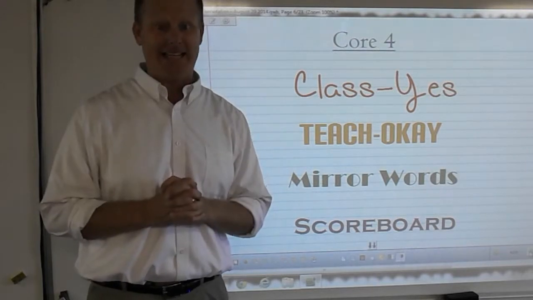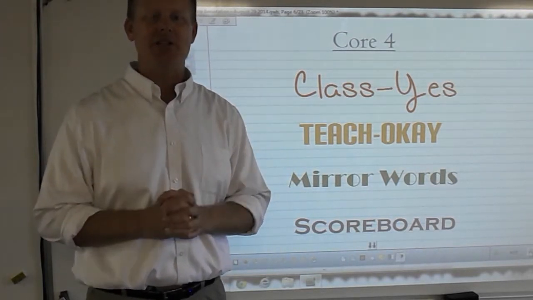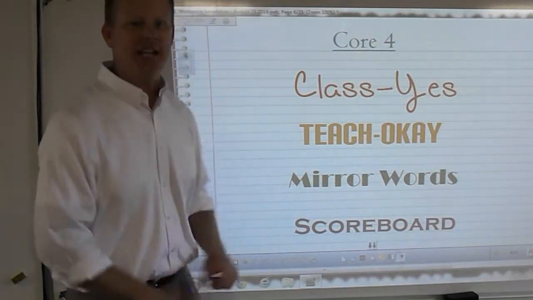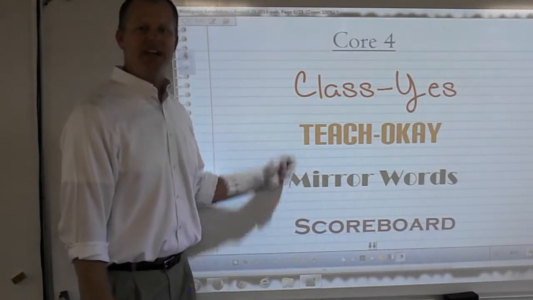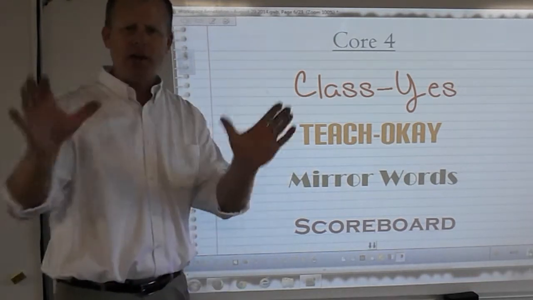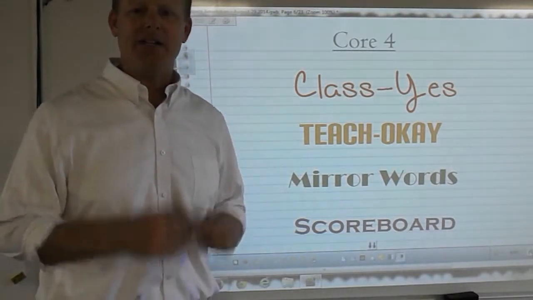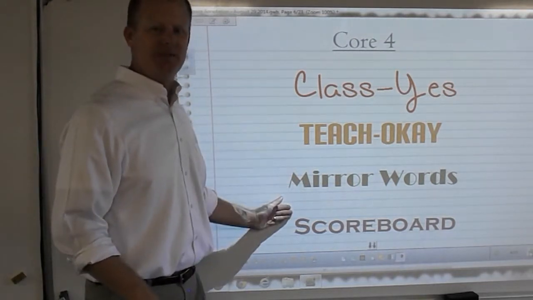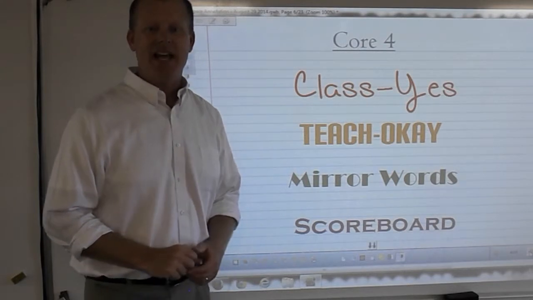And then practicing that. Practicing the proper way to do the class yes and the teach okay and the mirror words and the scoreboard. This is what you need. The foundation to whole brain teaching is right here, my friends. This is what you need to learn. Look on the website. Find out other ways to do it. Listen to other colleagues. Talk about it back and forth. You use these 4 pieces fundamentally over and over again, you will see a huge difference in how your class is run.